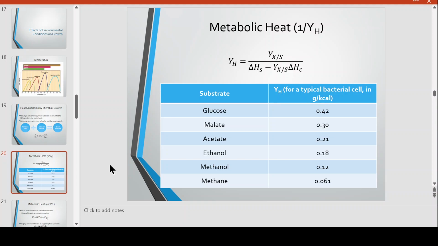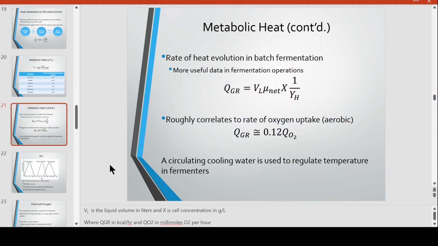The metabolic heat can be considered a constant. Here is a calculated metabolic heat for typical bacterial cells over different substrates. You will observe that some substrates produce greater metabolic heat than others. For example, glucose produces greater metabolic heat for the bacteria than, say, methane at 0.061. And this metabolic heat is correlated to the rate of heat evolution.